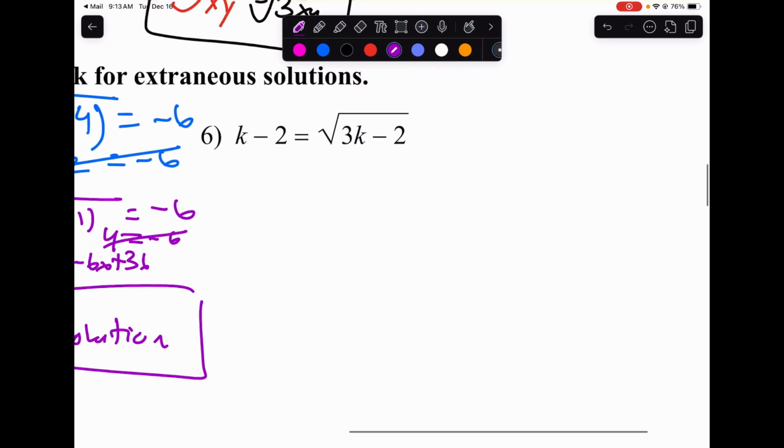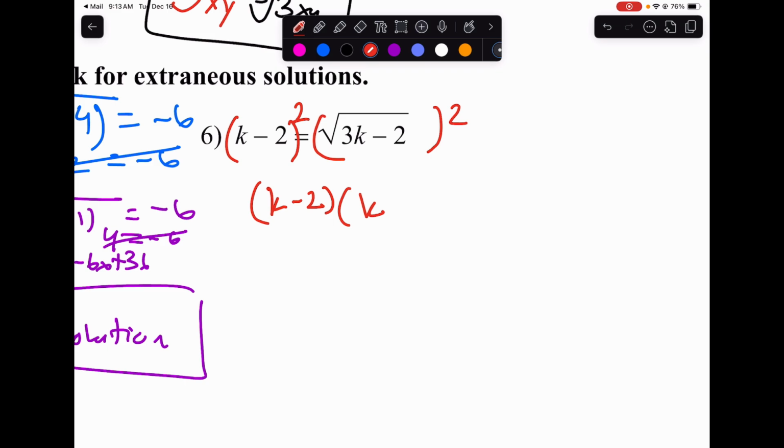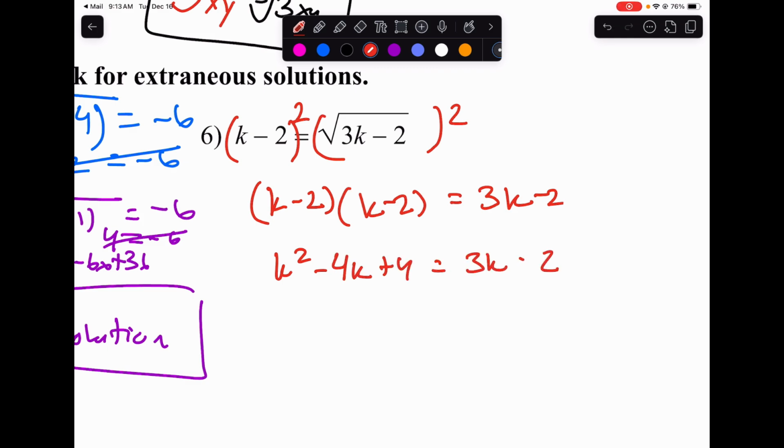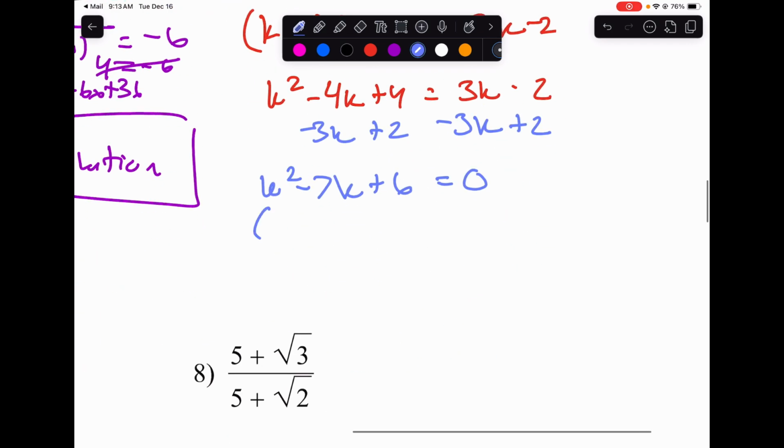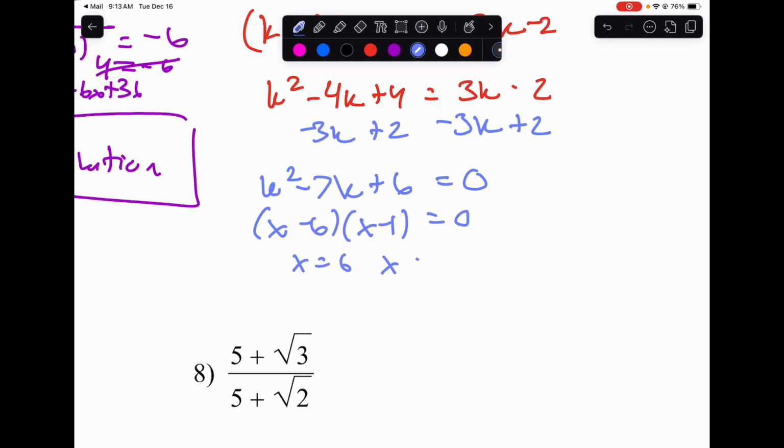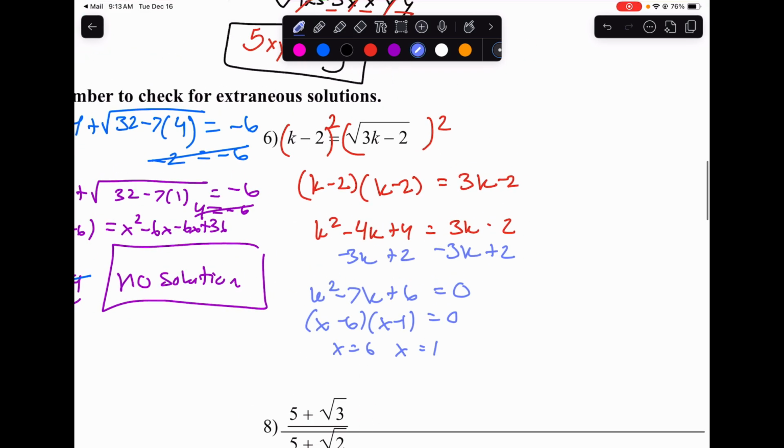All right, now I got to go solve this one. Same exact thing. I square both sides. So I get k minus 2 times k minus 2 equals 3k minus 2. When I FOIL this out, I get k squared minus 4k plus 4 equals 3k minus 2. I subtract 3k from both sides. I add 2 to both sides. So I get k squared minus 7k plus 6 equals 0. I factor this. I get k minus 6 times k minus 1 equals 0. So for my possible solutions, I get 6 and 1. I need to go check them.